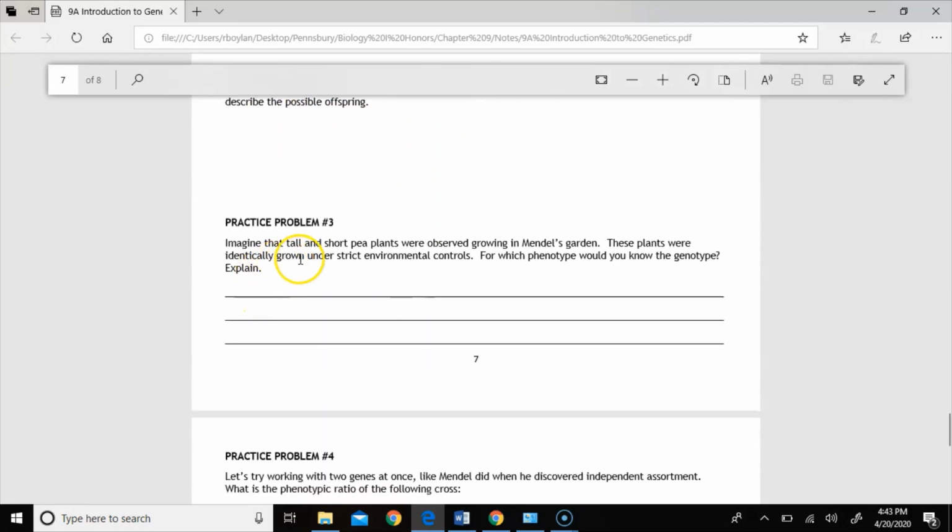This one says, imagine tall and short pea plants were observed growing in Mendel's garden. These plants were identically grown under strict environmental conditions. For which phenotype would you know the genotype? So this is really just getting you to explain, do you understand what those vocabulary words mean?